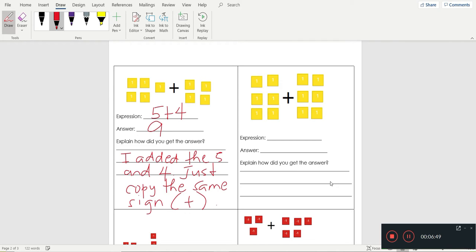Okay, how about this one? So we have 6 and 6, so 6 plus 6. If I add that, that's going to be 12. So the same explanation: I added the 6 and 6, copy the same sign, which is positive. Okay. So I hope this is super easy for you.